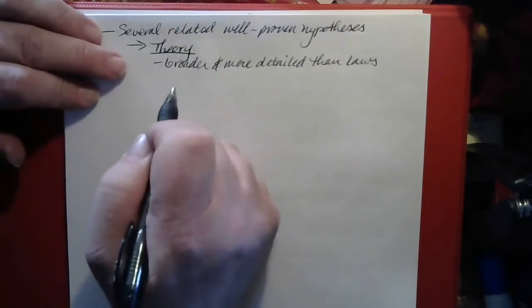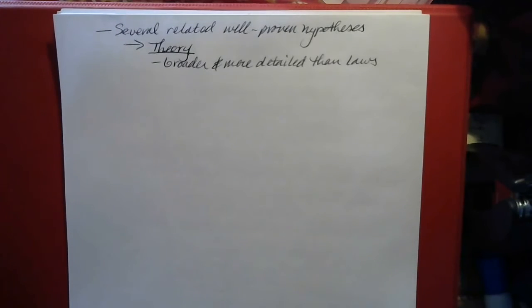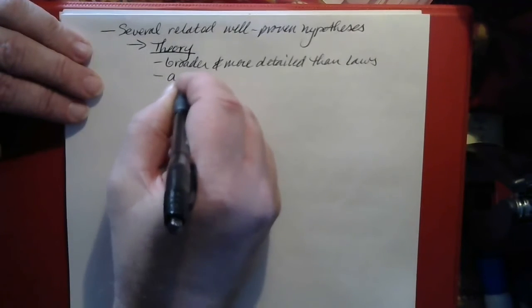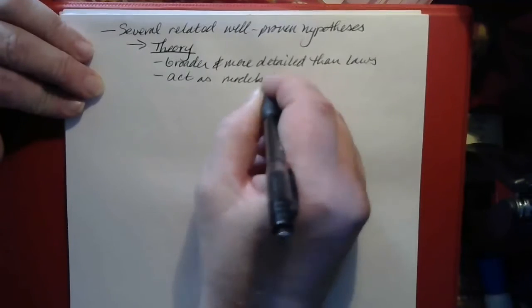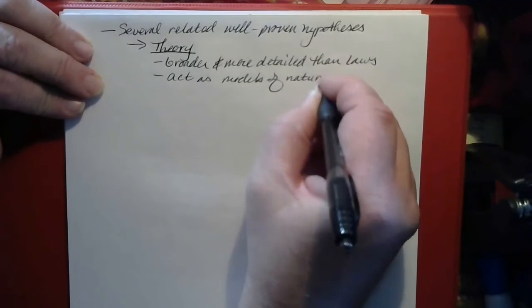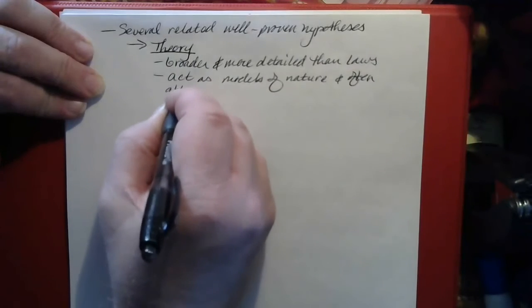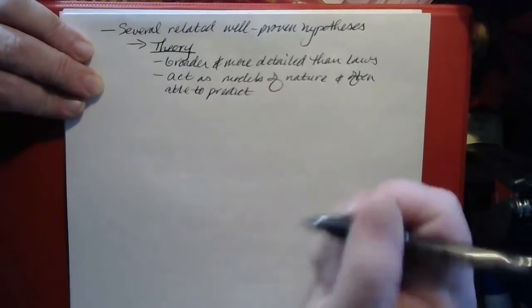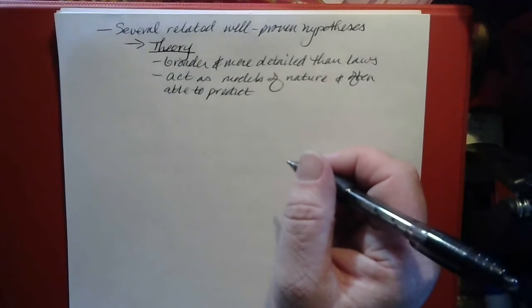Okay, so theories, on the other hand, are broader and more detailed and more elaborate than laws are. They act as sort of a model of nature. And they're often able to predict behavior beyond the experiments from which they were derived.